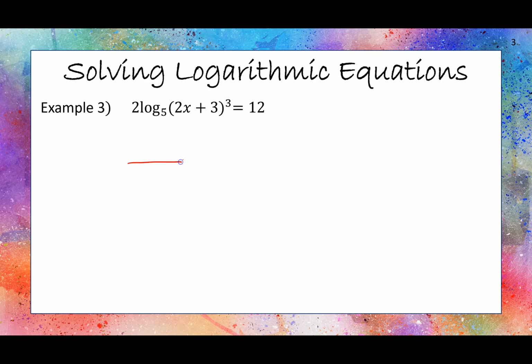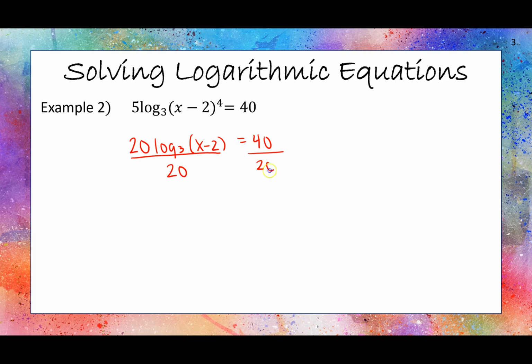Next up here is, whoa, where'd it go? Oh, I think I'm on the wrong slide. Okay, so now I'm going to divide by 20. Okay, the 20s cancel. I'm left with a log base 3 of x minus 2. Well, 40 divided by 20 is just plain old 2.